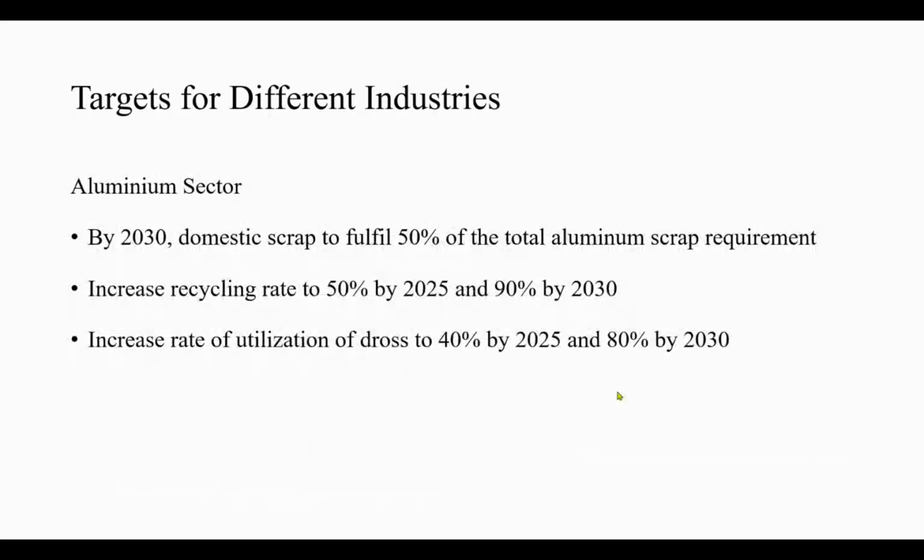Then the aluminum sector. In that, by 2030 domestic scrap to fulfill 50% of the total aluminum scrap requirement, increase recycling rate to 50% by 2025 and 90% by 2030, increase rate of utilization to 40% by 2025 and 80% by 2030.